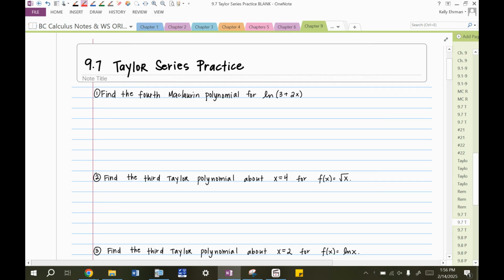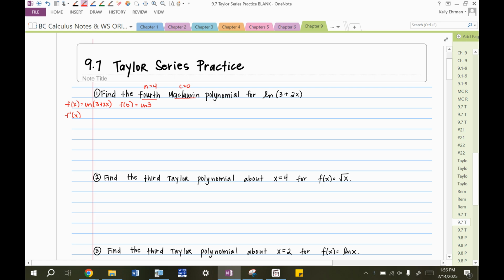All right, this is the Taylor series practice worksheet. The first problem says find the fourth Maclaurin polynomial for natural log of 3 plus 2x. So n is 4. Maclaurin means the center is 0. And we have a natural log function, so we're going to be building this thing, right? First, f of x is ln of 3 plus 2x. So we evaluate at the center, which is 0, and that gives us ln 3.